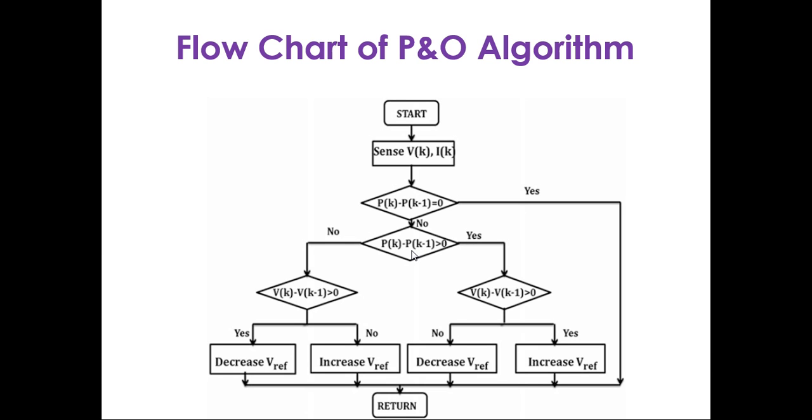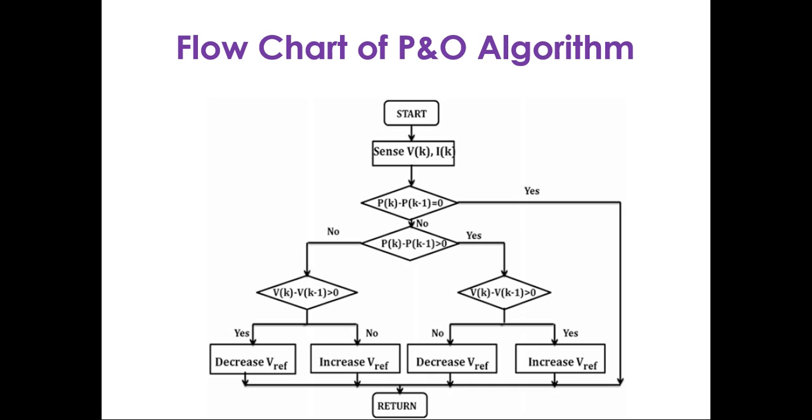From this point onwards, you will find n number of research articles, papers, and book chapters on the internet where people have tested these algorithms in terms of voltage and current. This is the flow chart with voltage as the perturbing variable. If this condition says no, then we check the voltage. If the present voltage is greater than the past voltage, if yes, then we need to decrease the V reference by a certain perturbation variable.